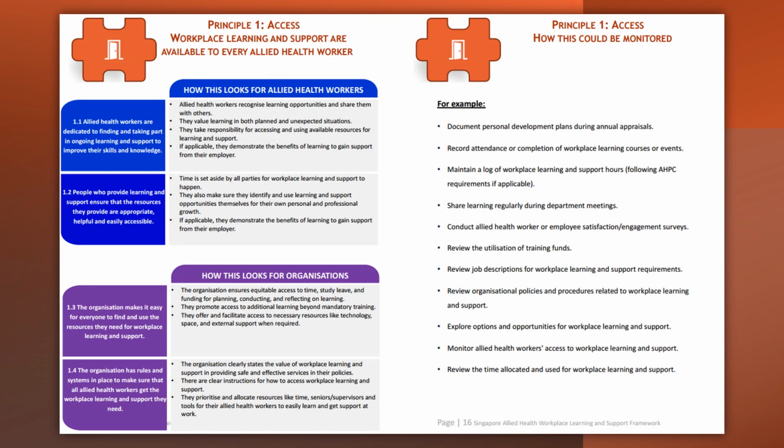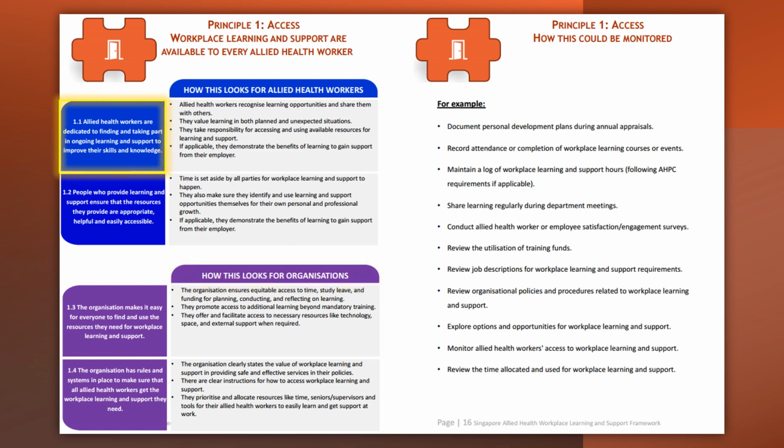Taking Principle 1 as an example here, in the guide you will have Principle 1: access, workplace learning and support are available to every allied health worker. That's the description of the principle. You then have how this looks for allied health workers, and also how this looks for organisations. These are all color-coded. Then you have the principle statements.